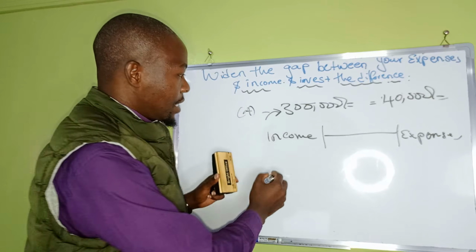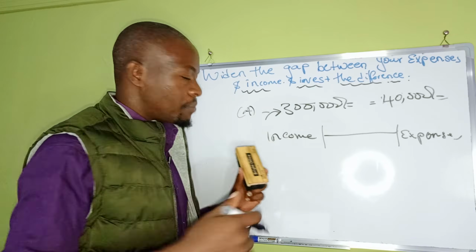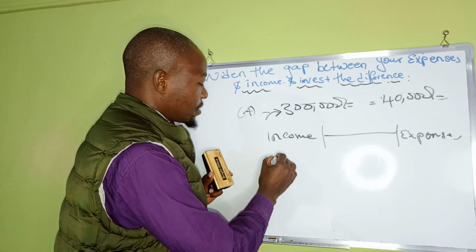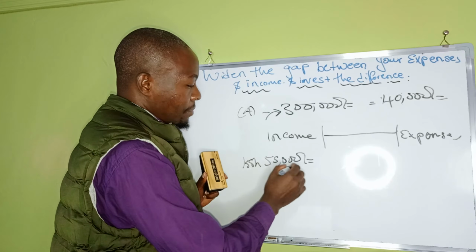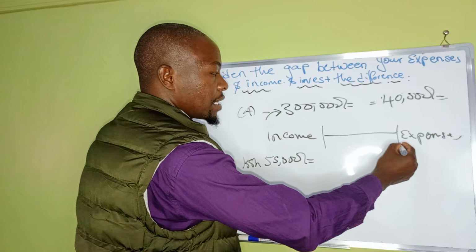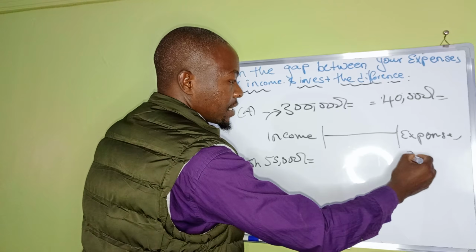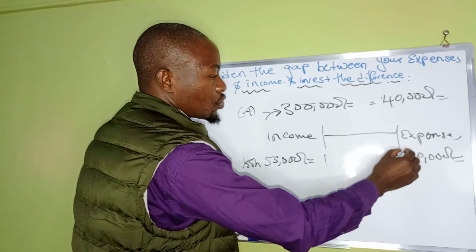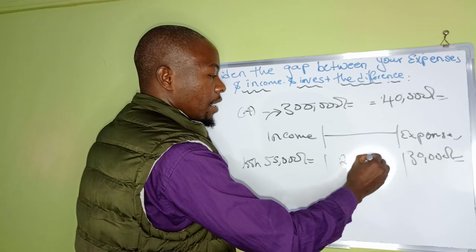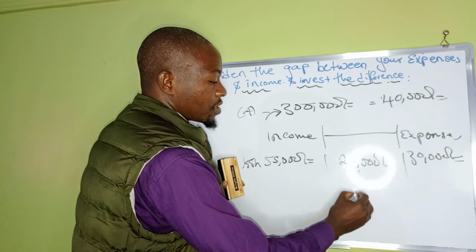Let's say, just talking an average amount of money, you earn 55,000. This is what you make per month, that is a month's salary. And then your expenses go towards, let's say, 35,000, or let's say 30,000. So the difference between these two is 20,000. Now, this difference of 20,000 is what you channel towards investment.